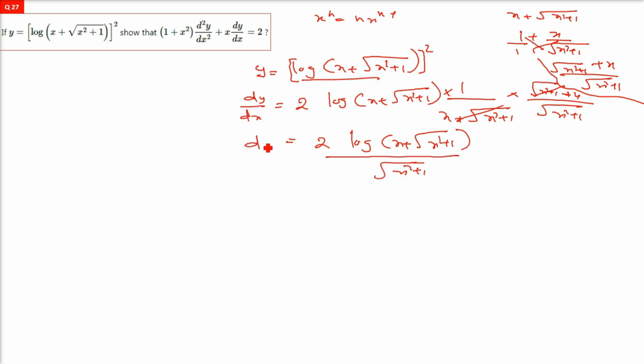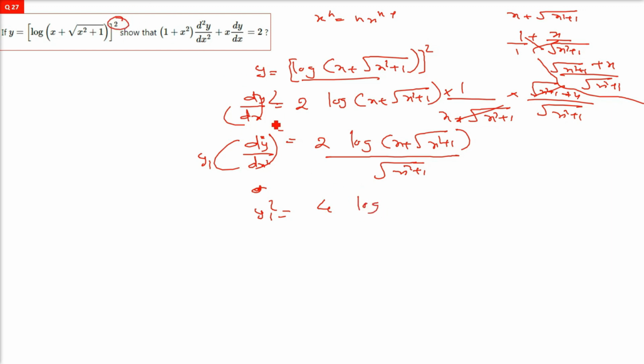Now you will attempt to do the d2y by dx2. That is the normal thing which we will try to do. But this will not work. I'm telling you, believe me, I've tried it. So for that you have to square it, because you see that y on the right hand side is log square. Alright, so we'll square both sides. So d2y by dx2 is nothing but we are squaring dy by dx whole square.